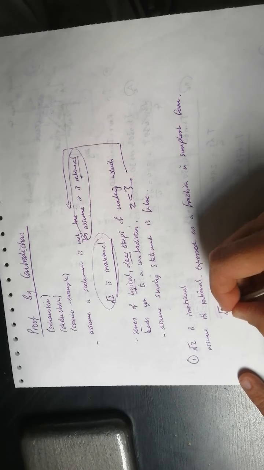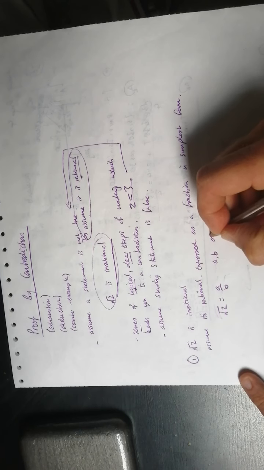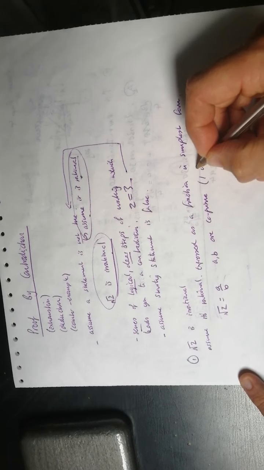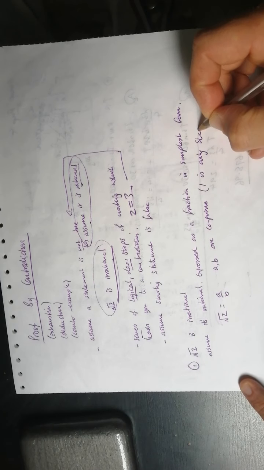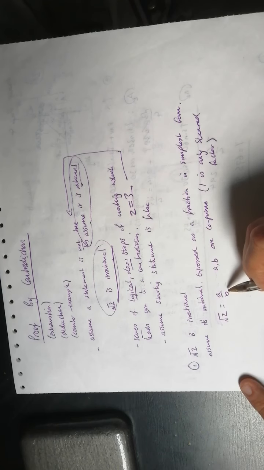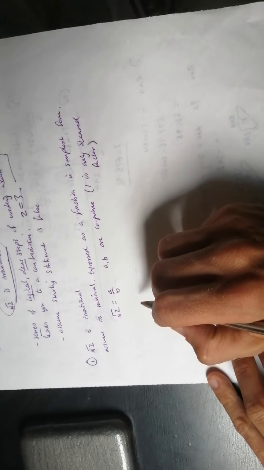So root 2 is equal to a over b, where a and b are co-prime. That means 1 is the only shared factor. So you can't simplify this. Can't simplify, that's the main thing. Then we follow a series of logical steps.